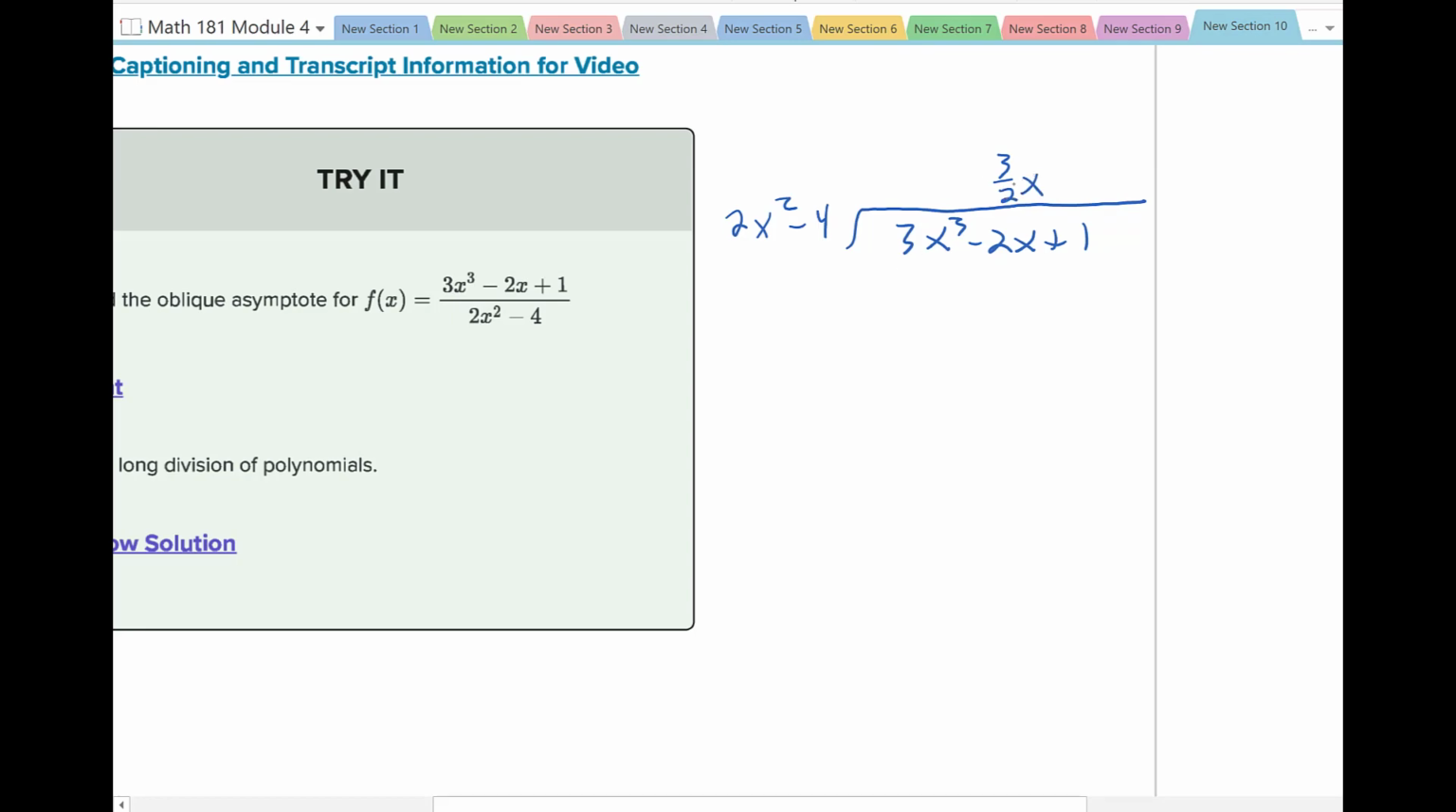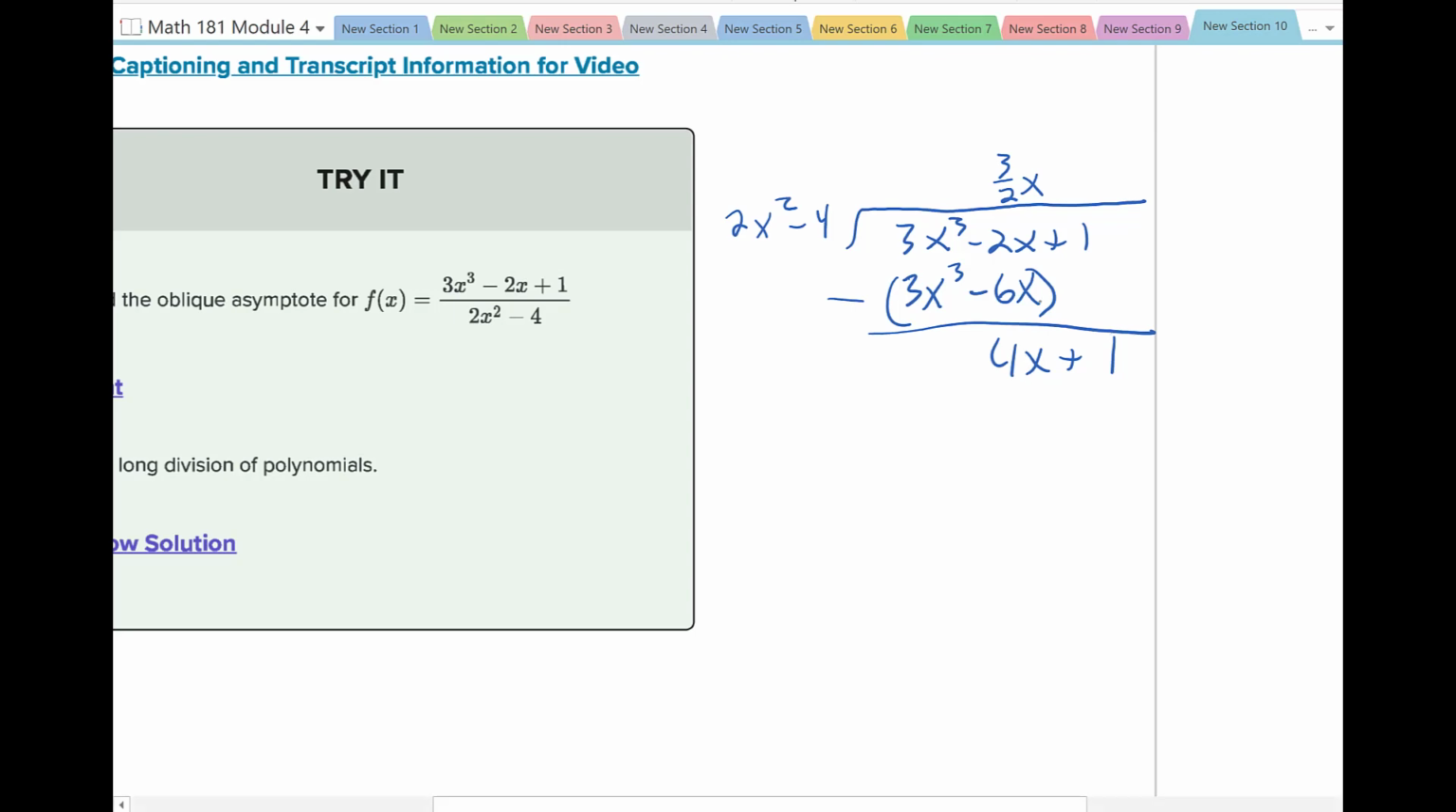So you have 3/2 x times 2x squared. And that's going to become 3x cubed. 3/2 x times 4 becomes a minus 6x. And we're subtracting here. We end up with a 4x plus 1. And 2x squared times what is 4x? Oh, nothing.